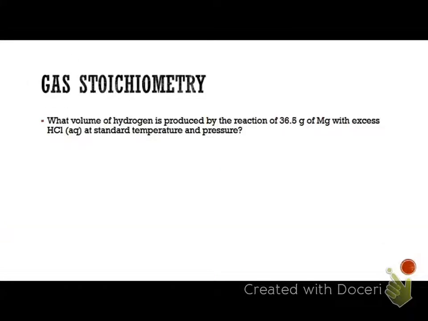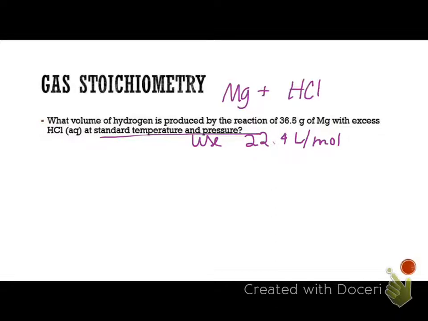Okay, so let's work this problem. This is one that is at STP, standard temperature and pressure, the magic letters. So we will be able to use 22.4 when we see that. Okay, so it says, what volume of hydrogen is produced by the reaction of magnesium with excess HCl. So let's go ahead and do magnesium, write out our equation. What kind of reaction is that? Single replacement. So we're going to get magnesium chloride plus hydrogen gas. And in order to balance that, we're just going to throw a 2 there.